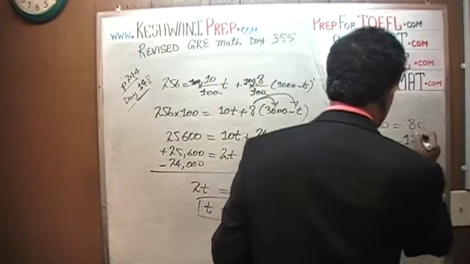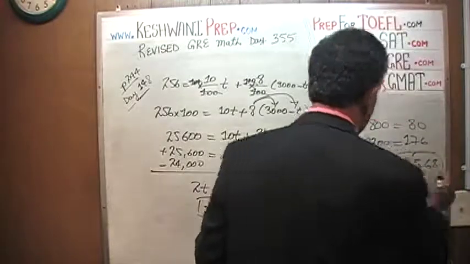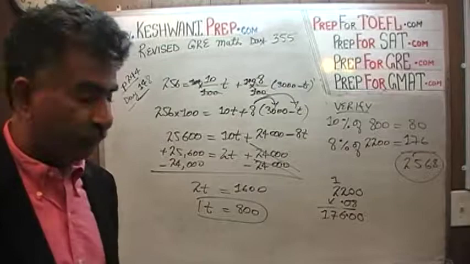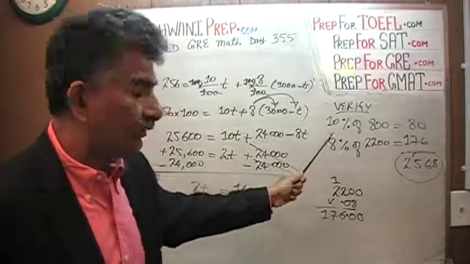6, 8 plus 7 is 15, carry 1. Oh, what do you know? $256, which means our answer is correct. We invested $800 at 10%, $2,200 at 8%.